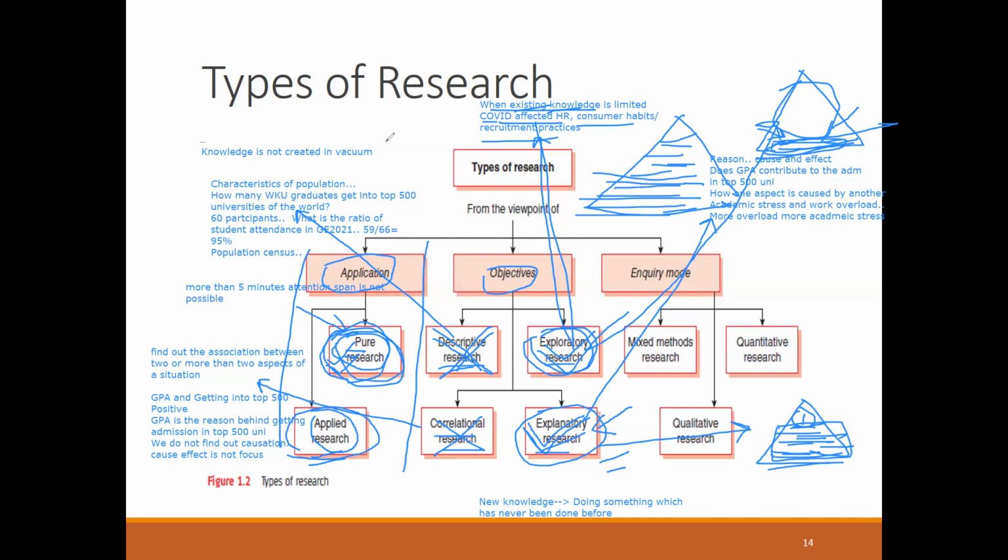Are there any tips for finding knowledge gap? Yes, definitely. I just gave you an example. Okay, there are many questions. Let me see one by one. Is pure research a kind of research that looks into a certain theory? Yes, pure research relies on theories. Applied research does not rely on theory. So pure research, which is also called basic research, relies on theories.